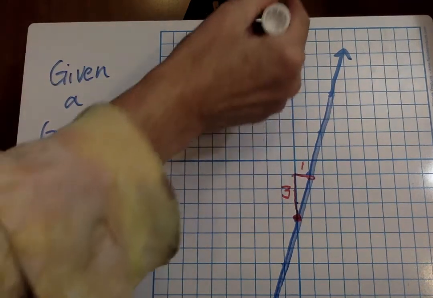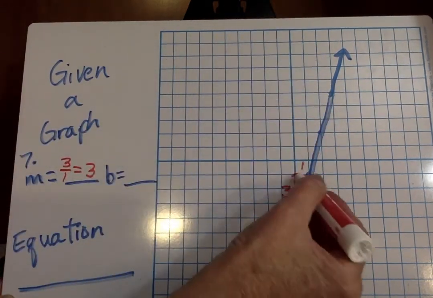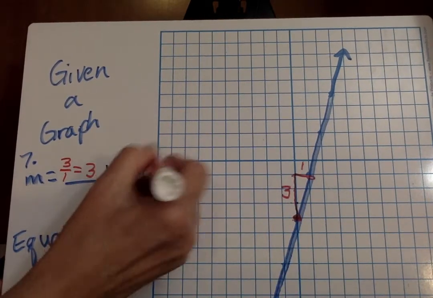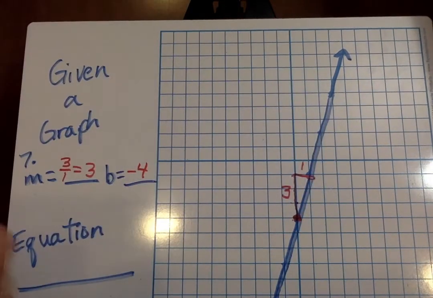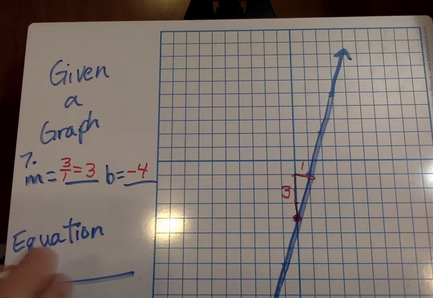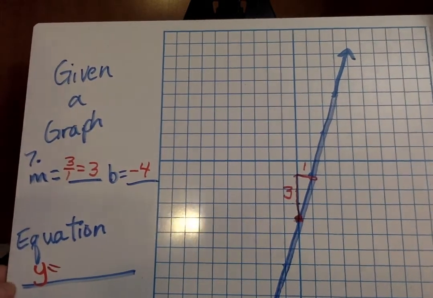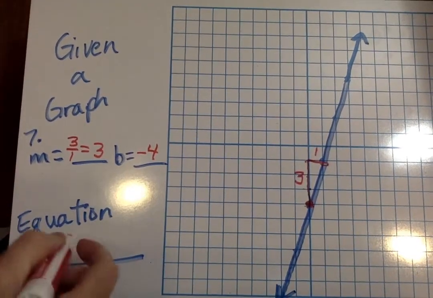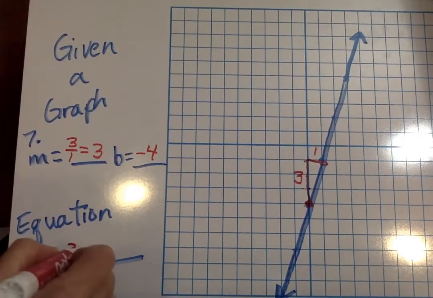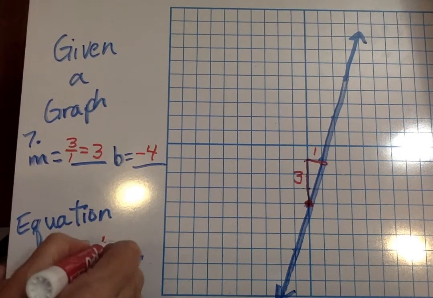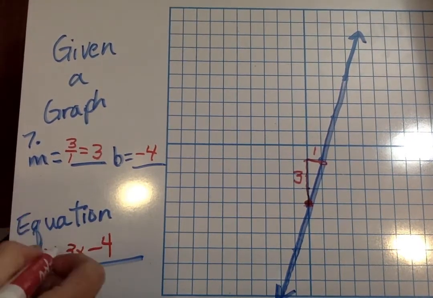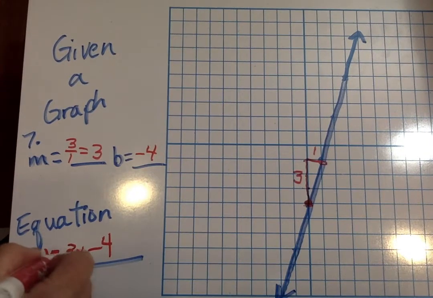b is our y-intercept. Where does it cross the y-axis? 1, 2, 3, 4. At negative 4, positive 4 would be up there. So our equation is y equals, can you see that okay? m is 3, x plus b. And minus 4 is fine. So we get y equals 3x minus 4. And we're done.